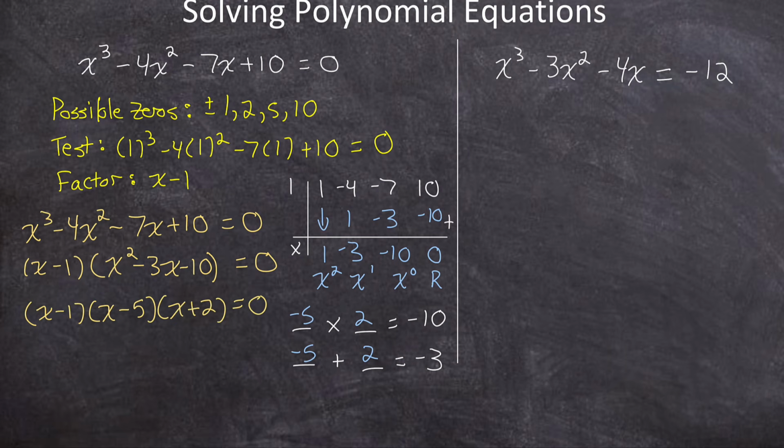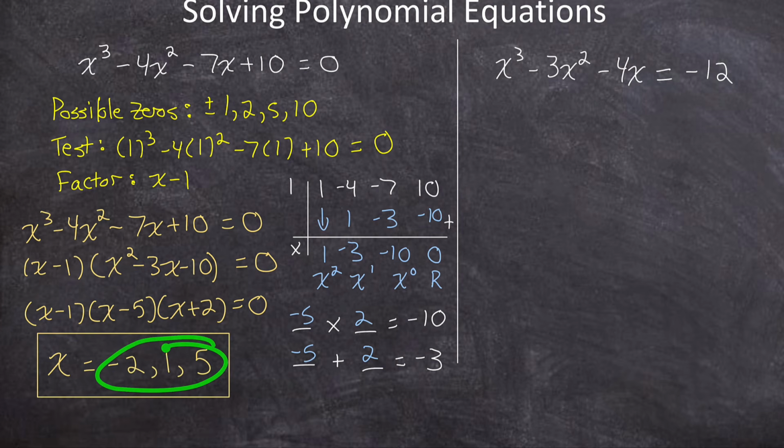And now that the polynomial is fully factored, the product would be 0 if any of the three factors would be 0. This factor would be 0 if x was 1, this one would be 0 if x was 5, and this one would be 0 if x was -2. So those are all answers to this equation. I'll write them in ascending order. And you could verify any of those answers just by checking them in the original equation to make sure it makes left side equal right side.